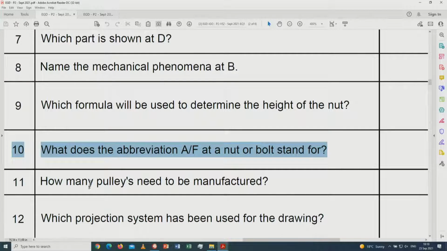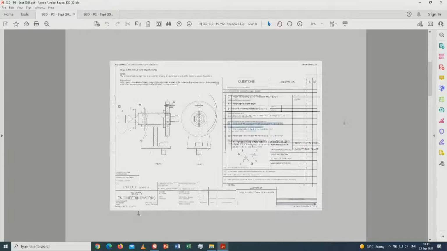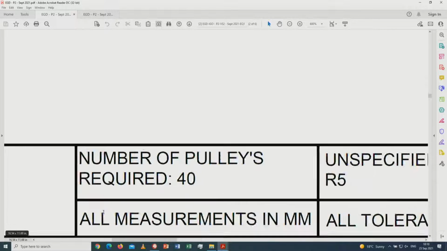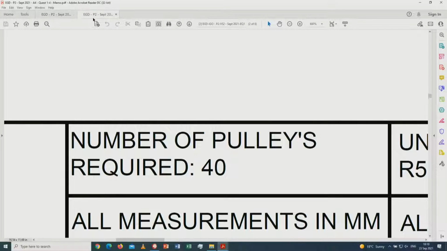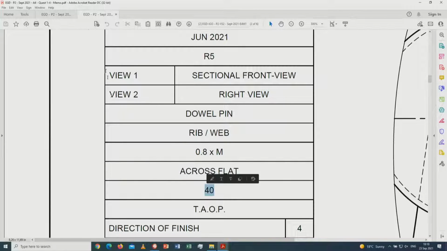All right. Next question. How many pulleys need to be manufactured? All right. So go back towards your question. It points out to you number of pulleys over here. They required 40, so the answer should be 40 in that regard.